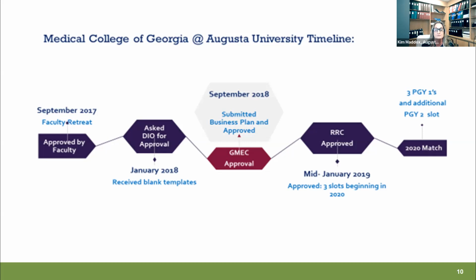We had 2 residents at the time, and we wanted just an additional slot to have 3 a year, and that was beginning in 2020. So in the 2020 match, we were able to match 3 PGY1s and an additional PGY2 slot that we did go back and request, to help with the load at the time.